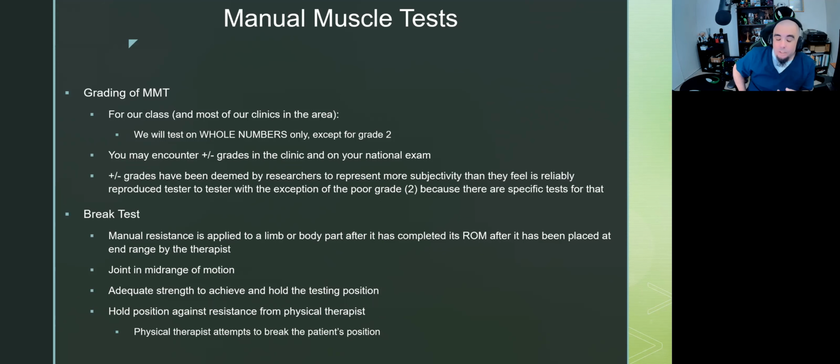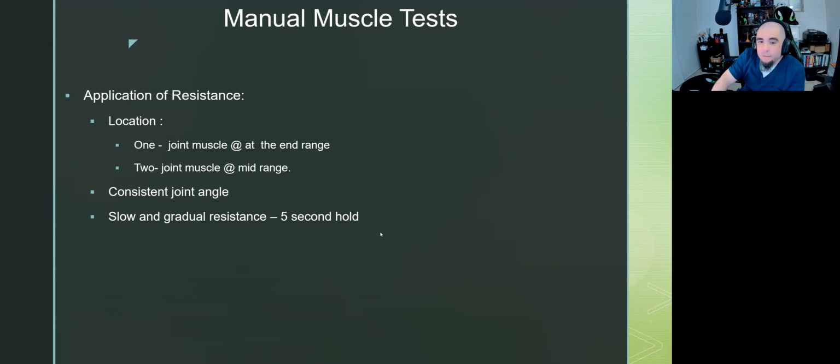The patient has to have adequate strength to achieve and hold that testing position, and then they also are going to have to hold position against resistance from a physical therapist or PTA, right? When we apply resistance, we have to think about, is the joint a one joint or a two joint muscle? So typically if it's a one joint, we're going to apply it at the end range. If it's a two joint muscle, we'll apply it at mid range, typically. We think about the consistent joint angle and we slowly and gradually hold that resistance. So they're going to hold for a 5 count.